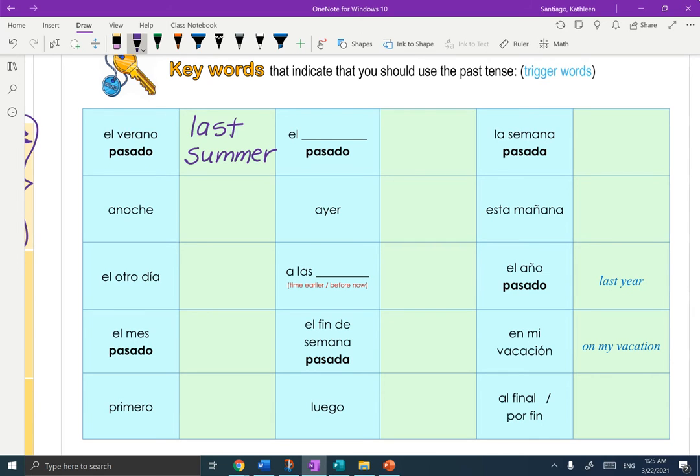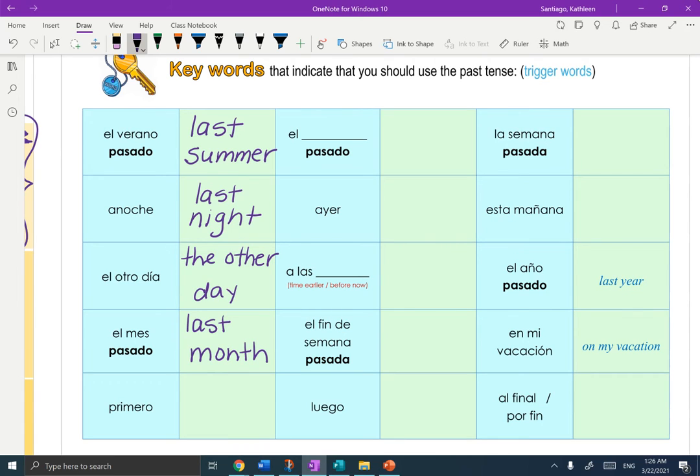Okay, I'm going to go down. Anoche is actually last night. Noche is night, last night. El otro día, well, we know día is day. The other day. Otro means other. The other day. El mes pasado, well, mes means month. And we know pasado now means last. So last month.